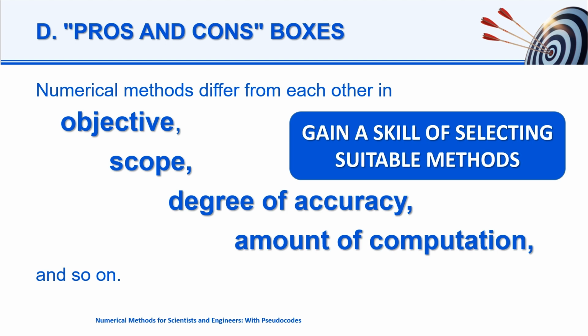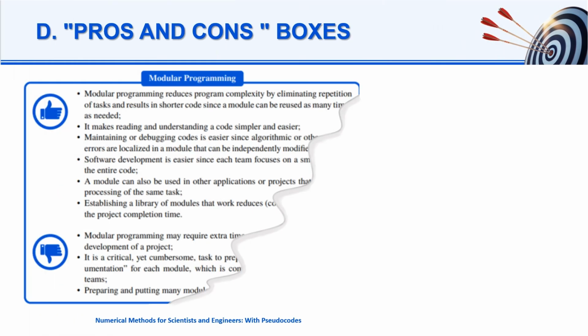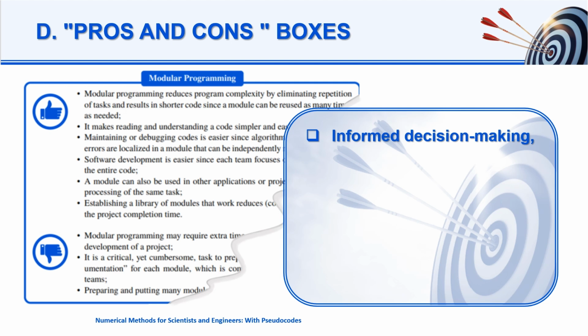As a result, the ability to select a suitable method for a numerical task is crucial for the accurate and successful implementation of any numerical method. In this context, after a numerical method is presented, its advantages and disadvantages are presented with pros and cons boxes. Pros and cons boxes help students make well-informed choices based on their specific needs and circumstances, leading to informed decision-making.